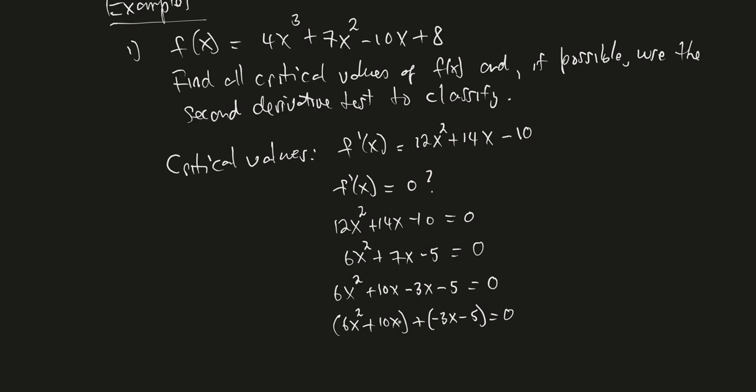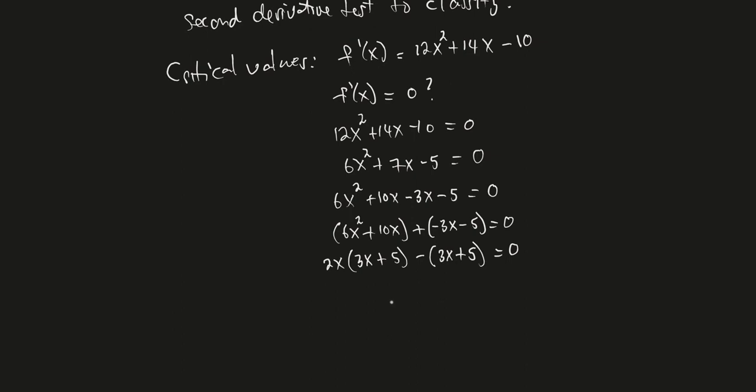Out of the first pair, factor out a 2x, and then that leaves 3x plus 5. Out of the second pair, factor out a negative 1, and then that leaves, again, 3x plus 5. And whenever you see that, you know, yep, I'm on the right track. Factor again. So take out a quantity, 3x plus 5. That leaves a quantity, 2x minus 1. So we can see we have our two critical values. Either x is negative 5/3 or x is positive 1/2.